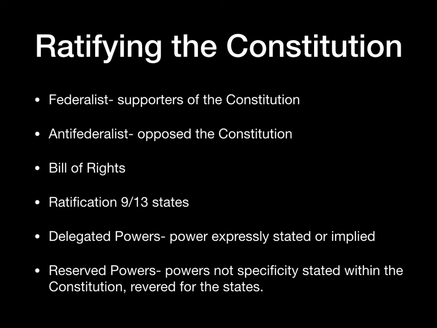We have the Federalists, who supported the Constitution in its early format without a Bill of Rights. Then we had the Anti-Federalists, mainly led by Thomas Jefferson, who opposed this Constitution because he said that it did not protect individual liberties, did not protect those individual rights.